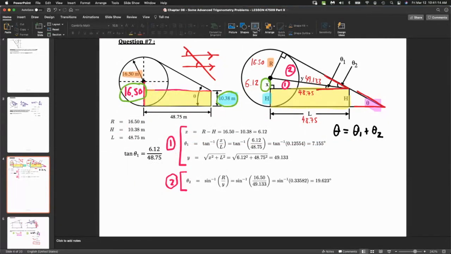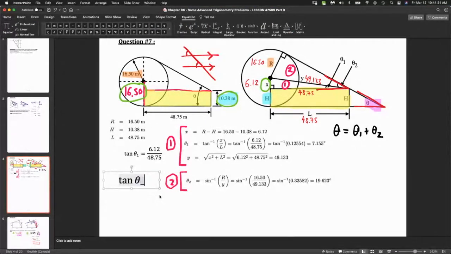And just to support people, yeah, you could definitely hit those recordings as well. So tan theta 2, and then we have 16.50 divided by 49.133.